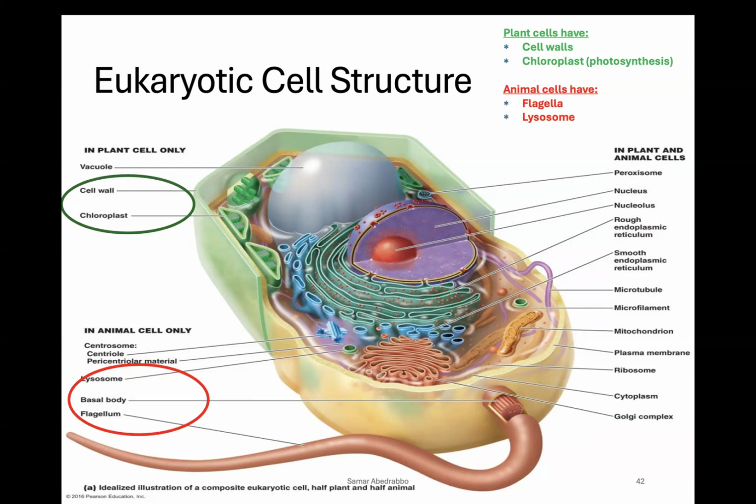Plant cells have chloroplasts, which allow them to do something called photosynthesis. We as humans cannot do photosynthesis because we don't have chloroplasts. And finally, some animal cells have flagella, which are used for motility. They also have lysosomes, which are used to break down old things in cells. We'll get into the details of them.